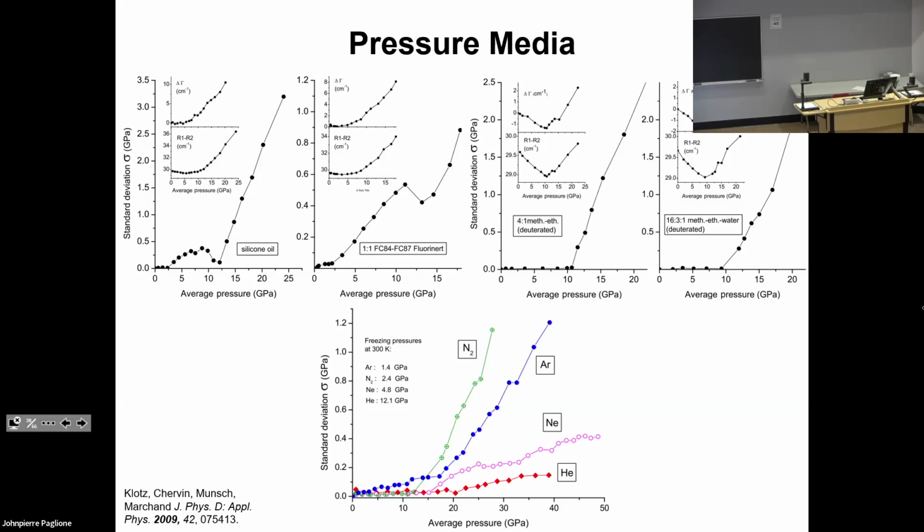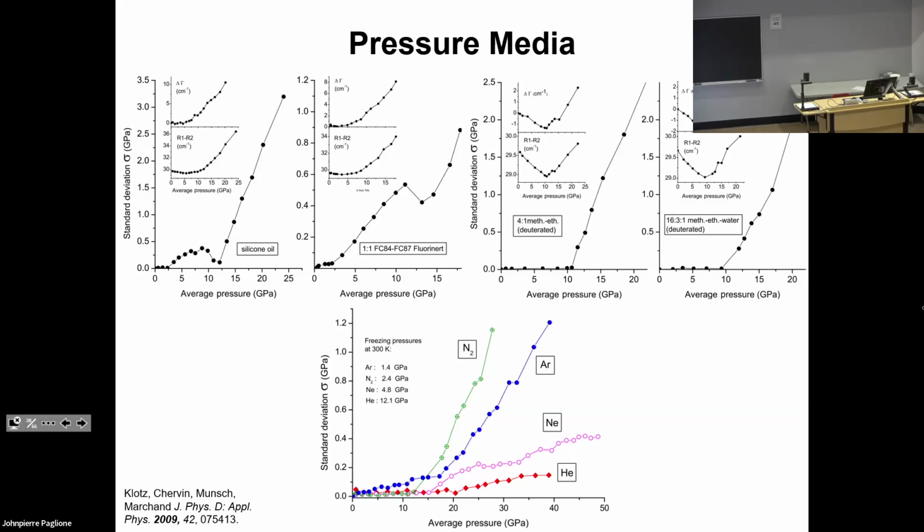So this is what some of those data look like. This is from Klotz's paper. And so you can see essentially just the standard deviation of that ruby fluorescence. And you can see it really takes off at various different points for silicone oil. There are methanol, ethanol mixtures. So methanol, ethanol mixtures, or even with some water in there, have pretty good hydrostatic limits, but then it really rapidly deviates. And so, it's good for that low pressure regime, but then afterwards, maybe not so good.